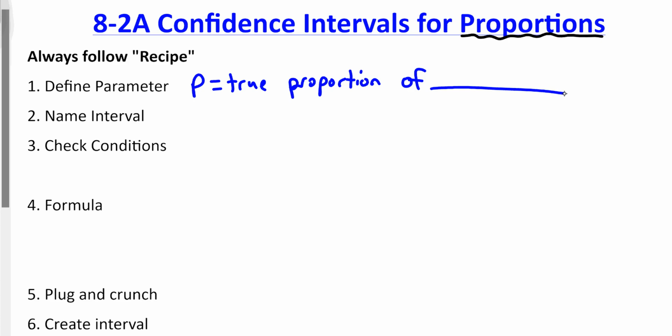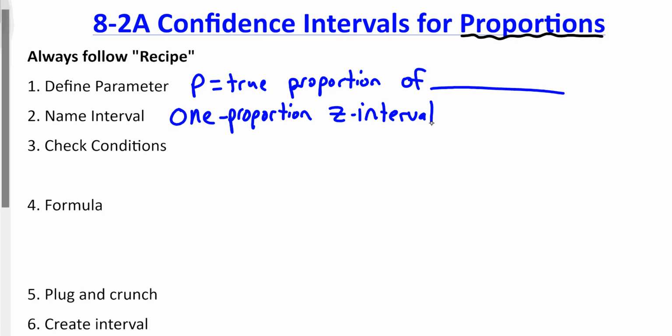Now we also want to be able to name the interval, and for today it's just going to be these things called one proportion z intervals. There are different types of confidence intervals that we'll get into later on, but we're just dealing with one proportions, and these are z intervals. We're going to work with the normal curve probabilities from that because we can.